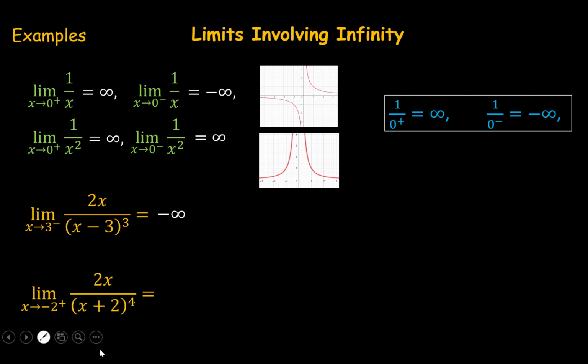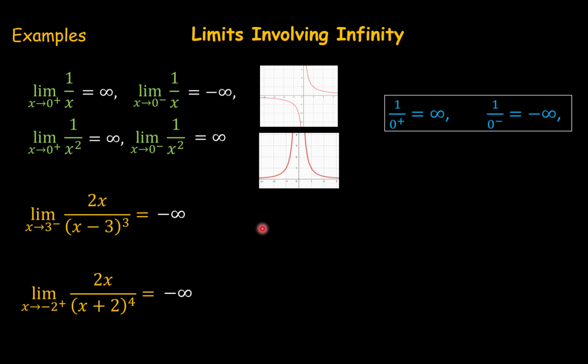Let's just do another one very quickly. We have another fraction, x goes to minus 2 from the positive side. So the top approaches negative 4 because 2 times minus 2 is minus 4. The bottom goes to 0, but it actually goes to 0 with a positive sign because x is bigger than minus 2. Therefore, the answer should be equal to negative infinity because you have a negative sign on the top and a positive sign on the bottom.